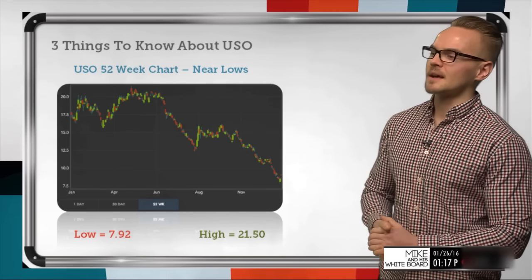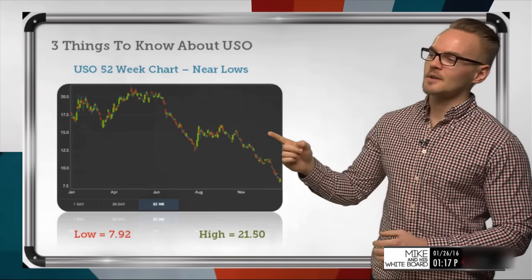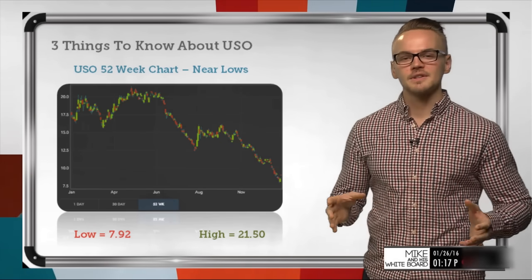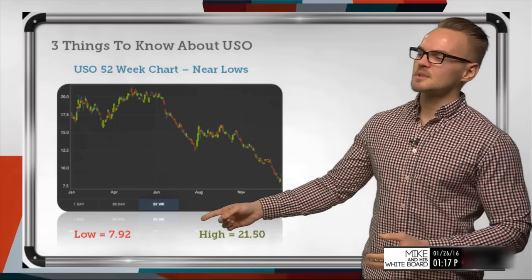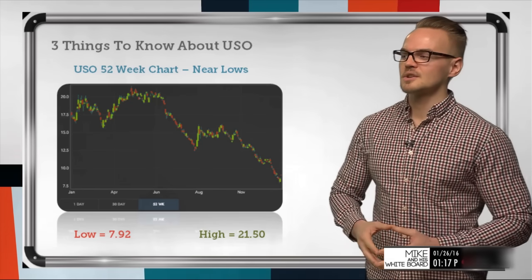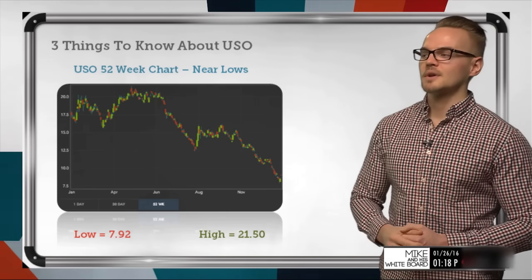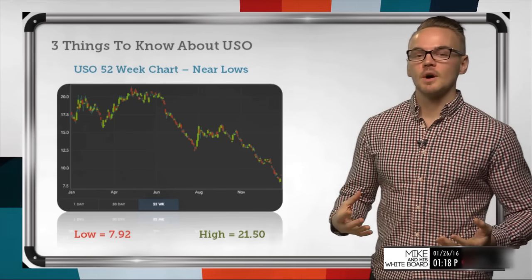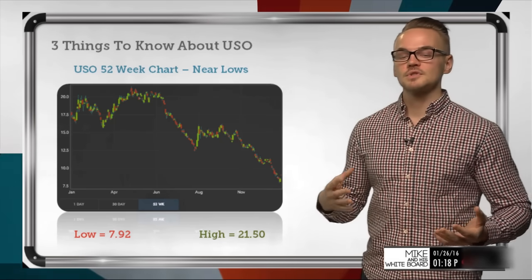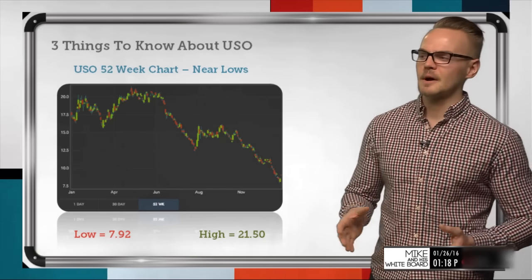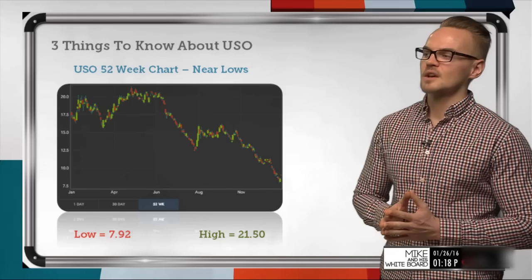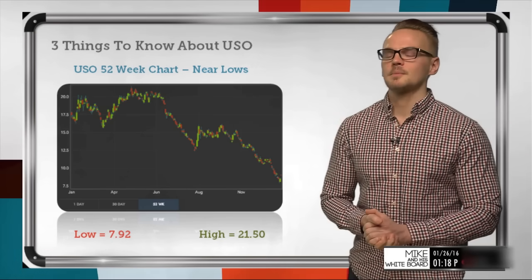As you can see, USO has taken a tumble all the way down to near its lows. I think it's trading around 9 points right now. The 52-week low was about 7.92, with a high of 21.50. So over the last year, USO's price was almost more than double, almost triple where it is now. We're trading at about 9 points, and what we can do with this information is really decipher where our opportunity lies.